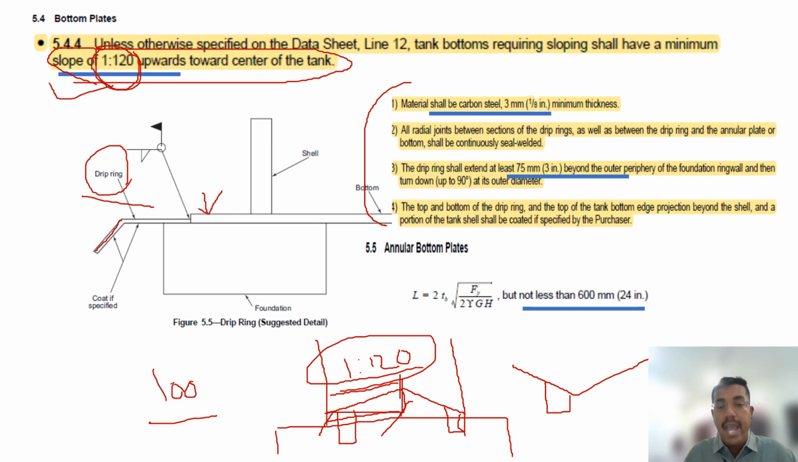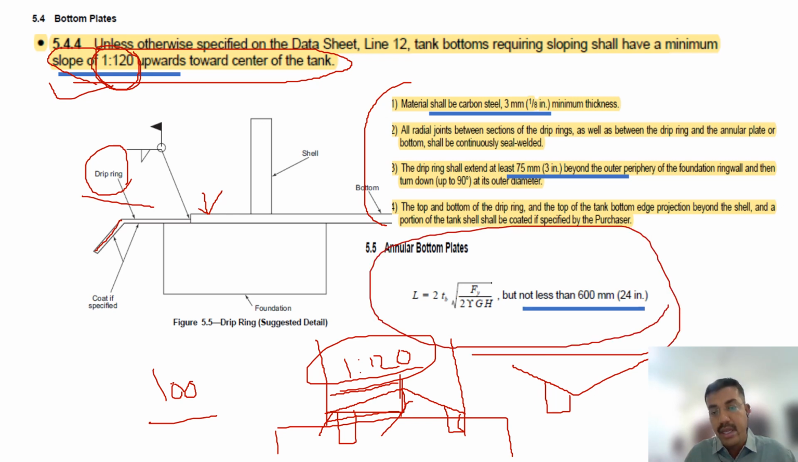Drip ring. Annular bottom plate, what is the calculation? This calculation never came. But you have to remember it, sometimes maybe it comes. There is some requirement, but usually it never comes in the exam. What is the requirement for annular bottom plates? It's a design criterion.